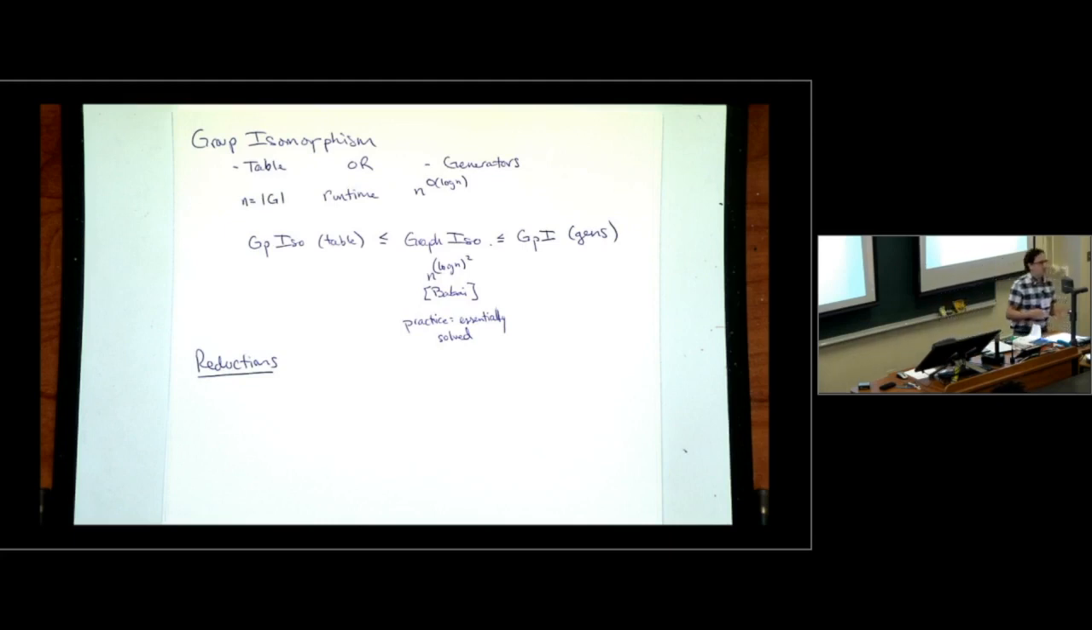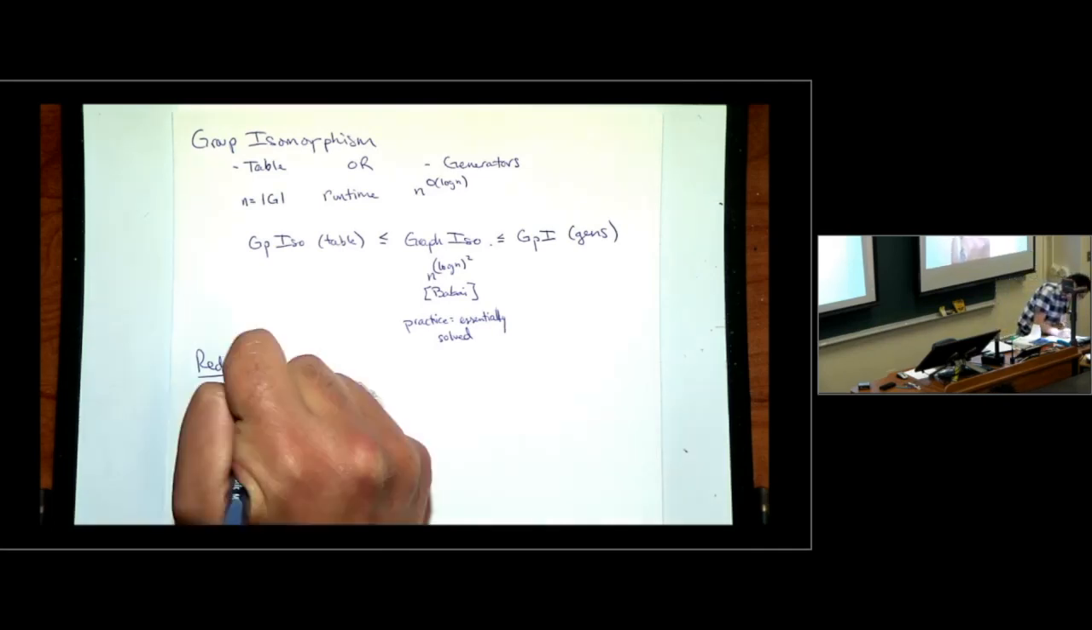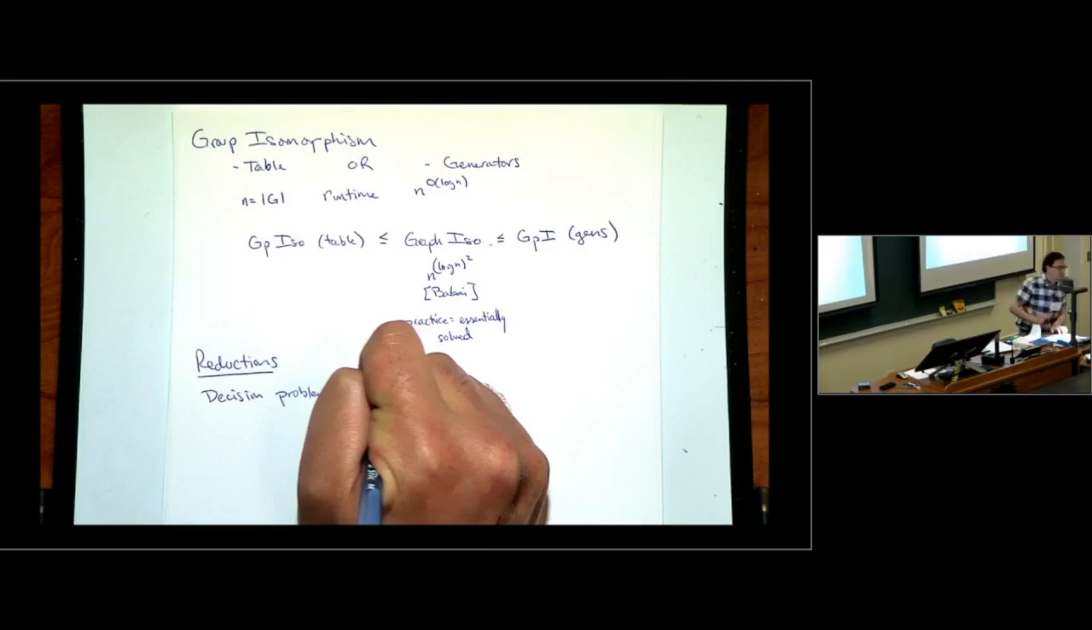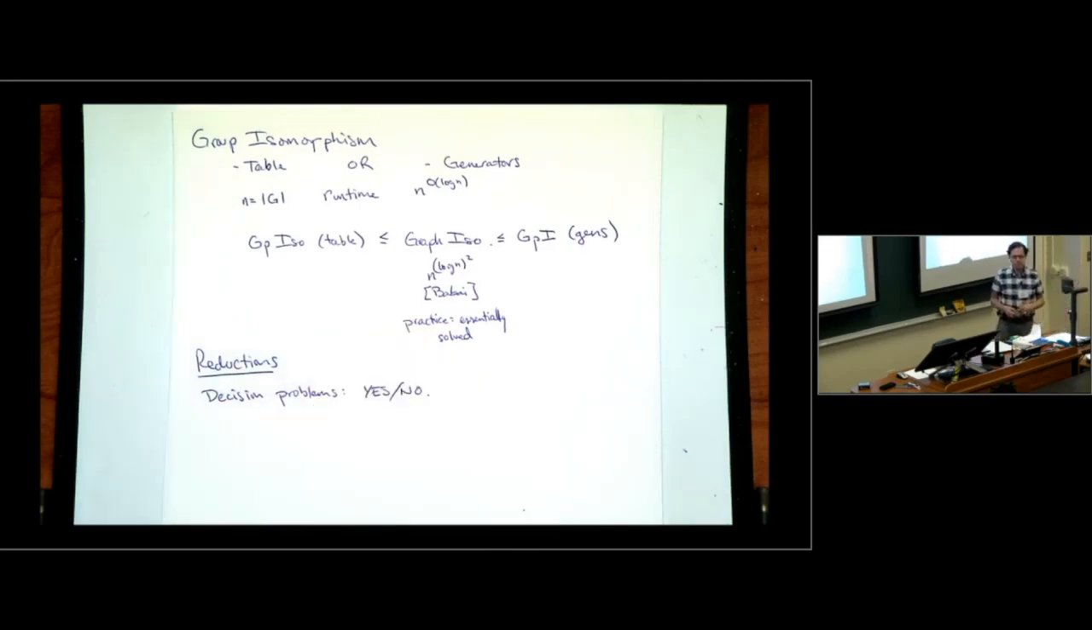There's a question of if you can solve the decision problem, can you solve the search problem? In graph isomorphism, the answer is yes. In group isomorphism, this is an open question. But let me just stick with decision problems. We're going to limit our worldview to decision problems for the moment. So that just means the answer is yes or no. I give you two groups. Are they isomorphic? Yes or no? Okay. So a polynomial time.